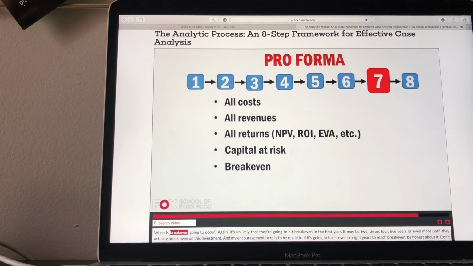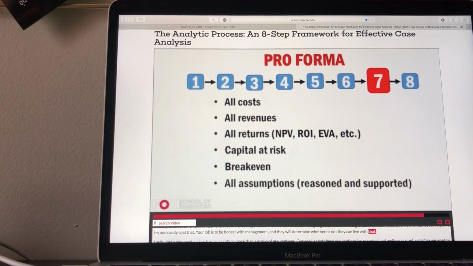When is break-even going to occur? Again, it's unlikely that they're going to hit break even in the first year. It may be 2, 3, 4, 5 years or even more until they actually break even on this investment. And my encouragement here is to be realistic. If it's going to take 7 or 8 years to reach break even, be honest about it. Don't try and candy coat that. Your job is to be honest with management, and they'll determine whether or not they can live with that.